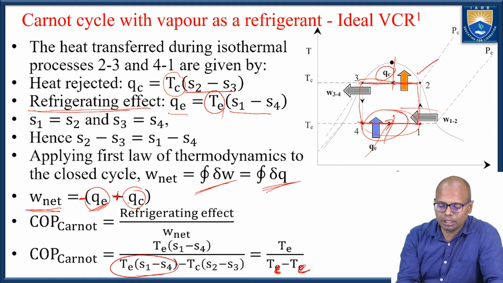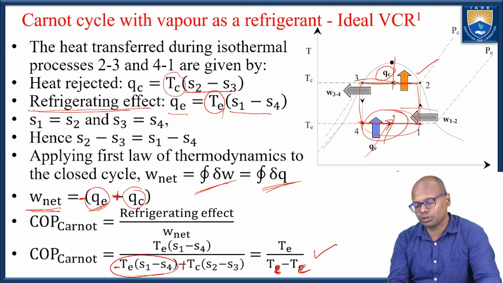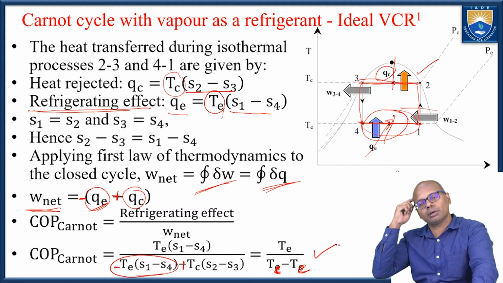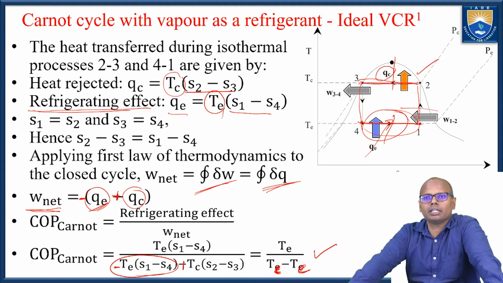So it is QC minus QE. Again here it is minus TE into S1 minus S4 plus TC into S2 minus S3. So the COP is equal to TE by TC minus TE. This is the maximum coefficient of performance that any cycle can have. But it has some limitations that we will see.